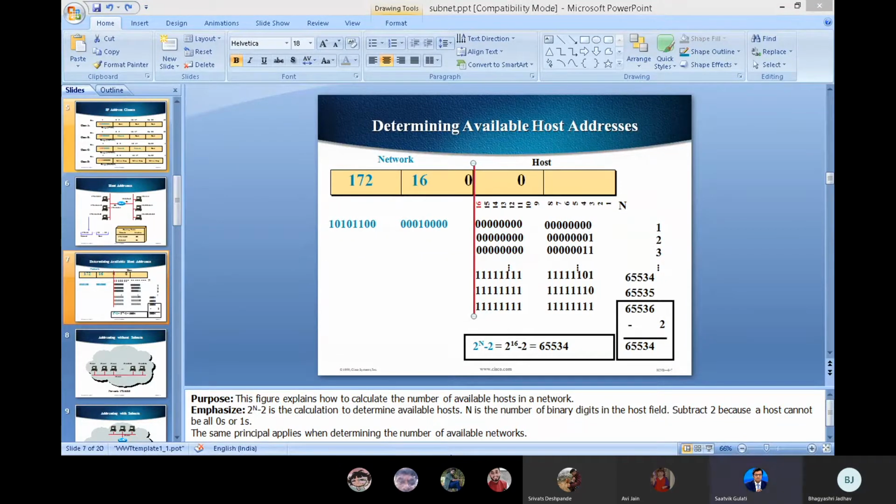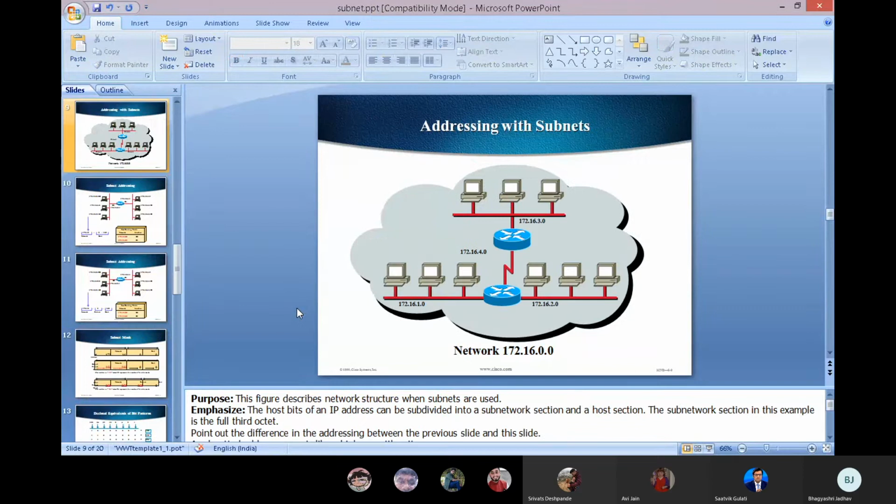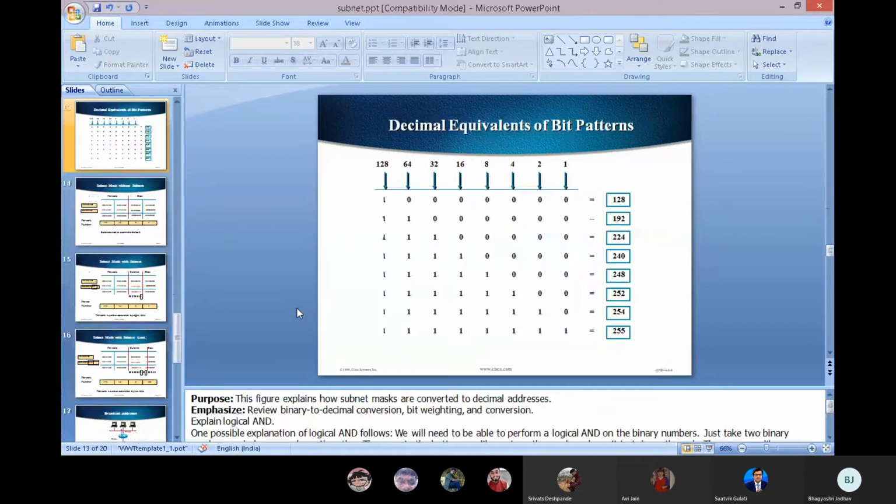Okay, now see, here the network part, half part 172 is network part, 16 is network part, and then the next part is the host part. Okay, in the network part, suppose initially zeros, then 1, then 2 ones are here. If you see here these numbers, 1, 2, 3, 4, 5, 8 octets. Please understand this first part.